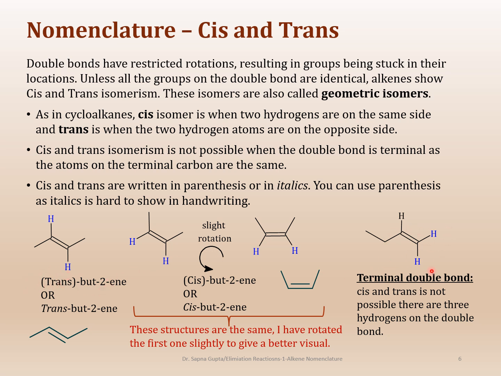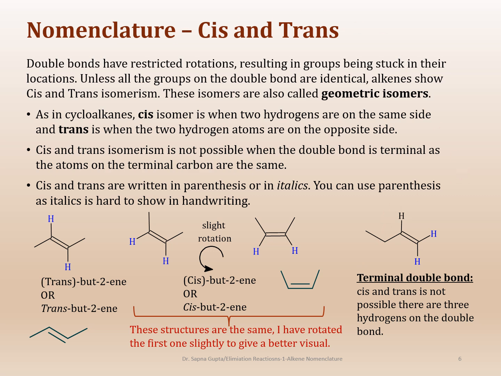Now, one thing I want to mention about terminal double bonds: when you have terminal double bonds, then you don't have cis or trans. Because what do you call this, cis or trans? You don't really have a cis and trans or a geometric isomer if you have a terminal double bond. Now you can see why I like doing terminal and internal, because internal double bonds have different properties than terminals do. So anyhow, that's your basic nomenclature.